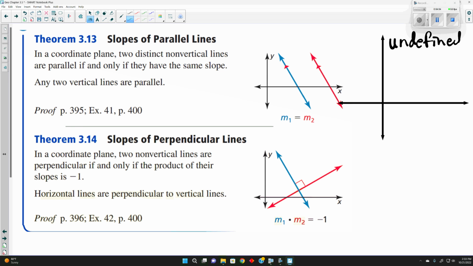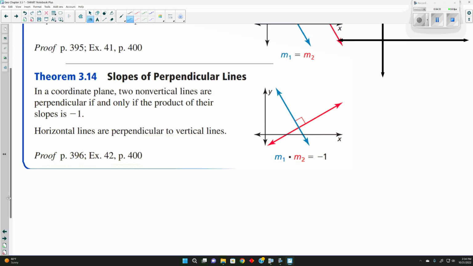So any line that is vertical is parallel to any other vertical line because the slopes are undefined, they're straight up and down. Our flat line is when the slope is 0, because the rise is 0, but we have run, and 0 over any number is still 0. Now, for any two lines that are parallel, they have the same slope.